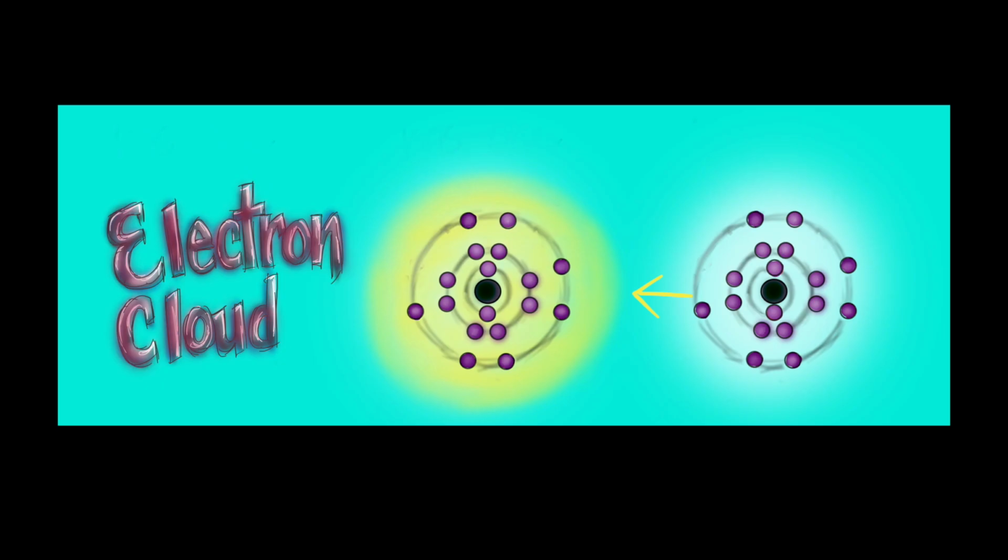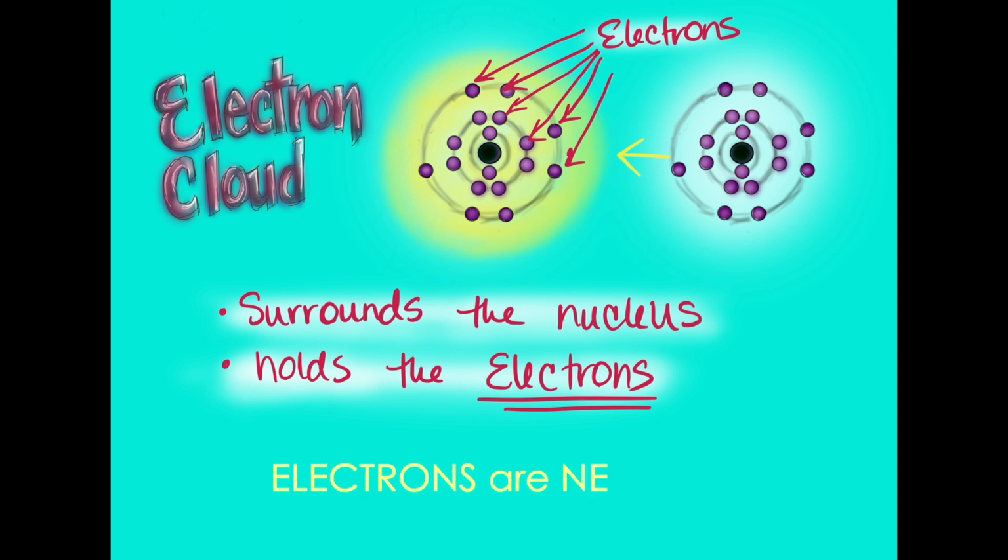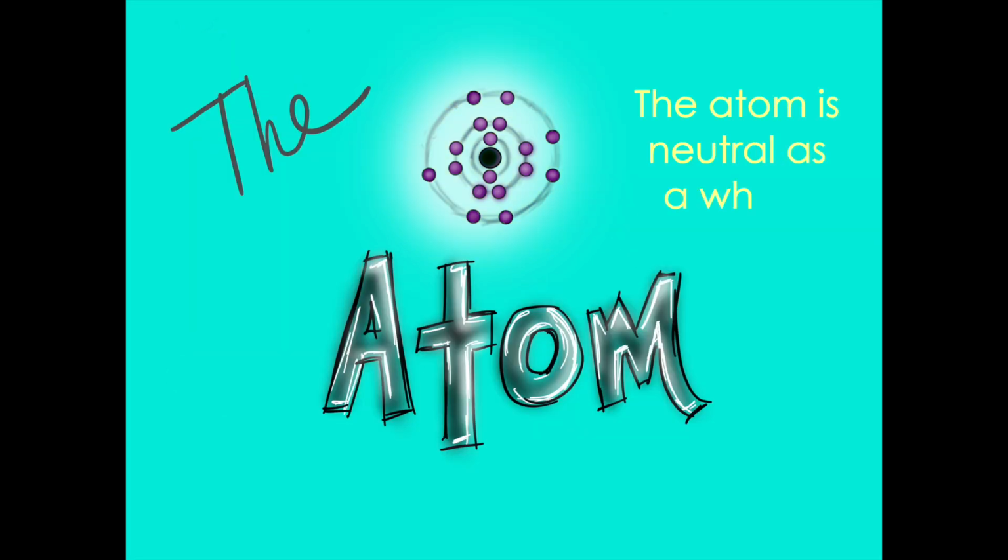Electron cloud. The electron cloud surrounds the nucleus. It houses the moving electrons on energy levels or shells. Electrons have a negative charge. Atoms contain an equal amount of positive and negative charges, so the atom is neutral as a whole.